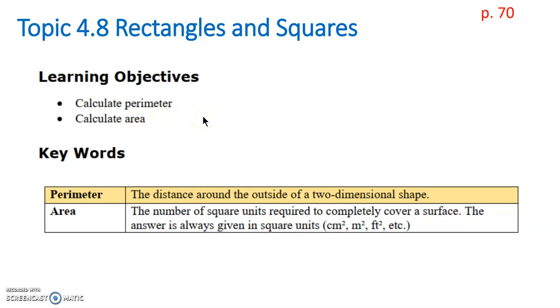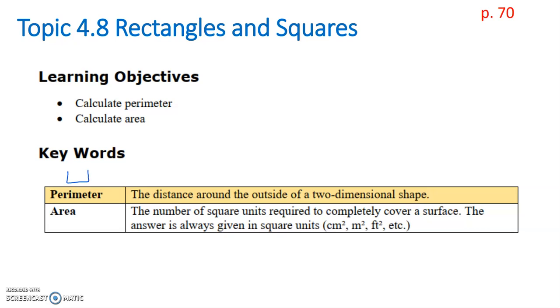Hello, today's lesson is topic 4.8, rectangles and squares. We're going to work on calculating perimeter and area. If you've ever measured baseboards or built a fence, what you're doing there is calculating perimeter, the length of what you need on the outside of an area. Or if you've ever painted a wall, you may need to calculate area to know that you have enough paint. So these are applications that we can use in real life all the time.